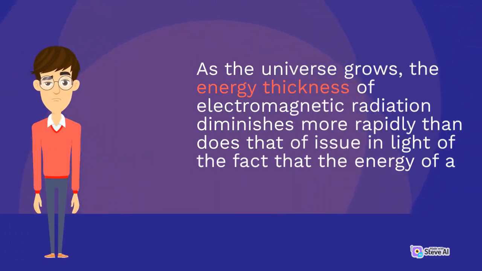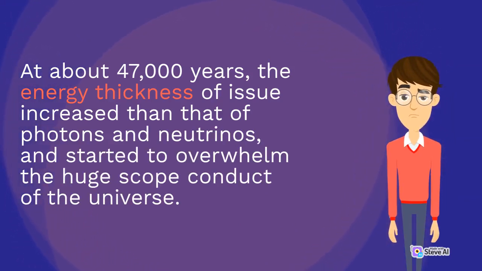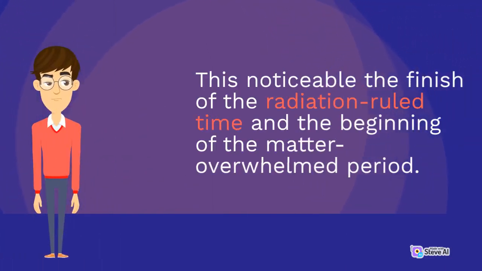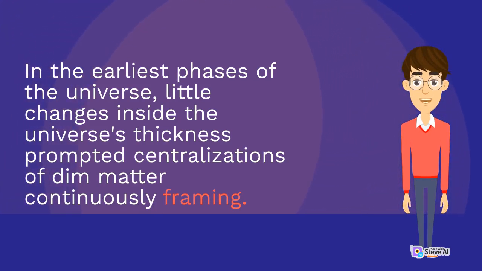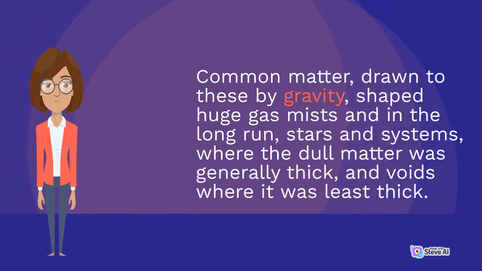As the universe expands, the energy density of electromagnetic radiation decreases more quickly than that of matter, because the energy of a photon decreases with its wavelength. At about 47,000 years, the energy density of matter became greater than that of photons and neutrinos, and started to dominate the large-scale behavior of the universe. This marked the end of the radiation-dominated era and the beginning of the matter-dominated era. In the earliest stages of the universe, small variations in the universe's density led to concentrations of dark matter gradually forming. Ordinary matter, attracted to these by gravity, formed large gas clouds and eventually stars and galaxies, where the dark matter was most dense, and voids where it was least dense.